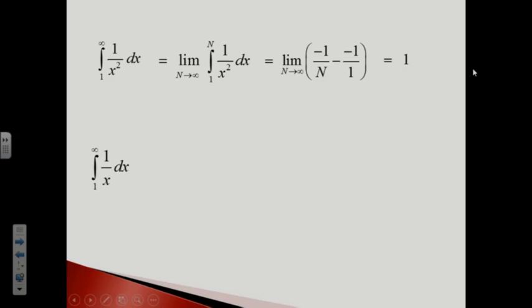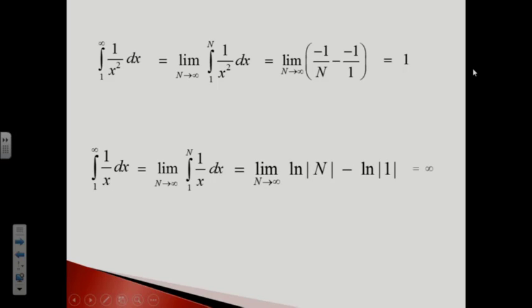We take another example. Evaluate the integral from 1 to infinity of 1 over x dx. We compute the integral from 1 to n and let n go to infinity to obtain infinity. The limit is not a finite number, which means that the improper integral diverges.